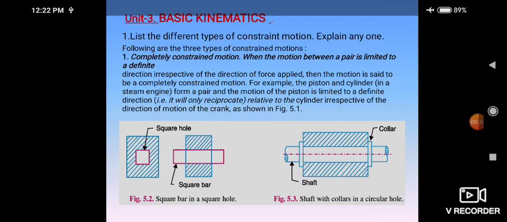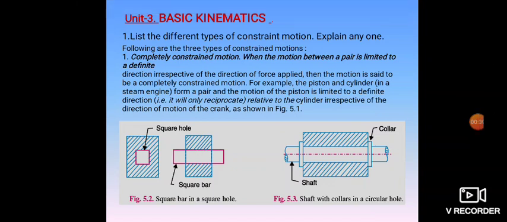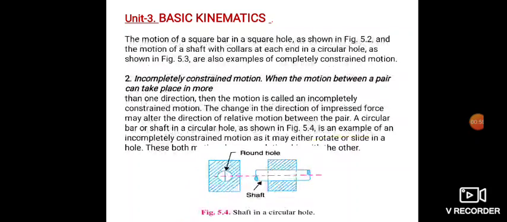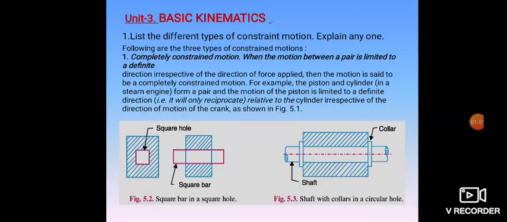Let's start with the first question: list the different types of constrained motion, explain any one. There are three types of constrained motions we are having. First, completely constrained motion. What is that completely constrained motion?